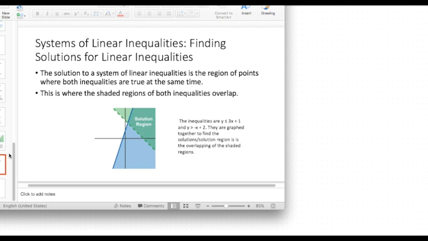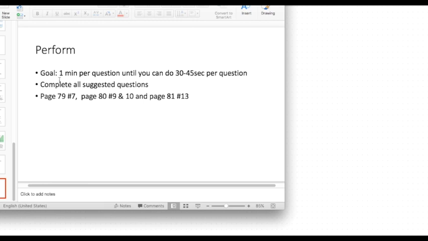Good. So this is more or less it for linear inequalities. Again, remember your goal is 1 minute per question until you can do 30 to 45 minutes per question. And as I said, always complete suggested questions. These are the questions here. You all can take it down. Page 79, number 7, page 80, number 9 and 10, page 81, number 13, and of course any other questions that I recommend. See ya.